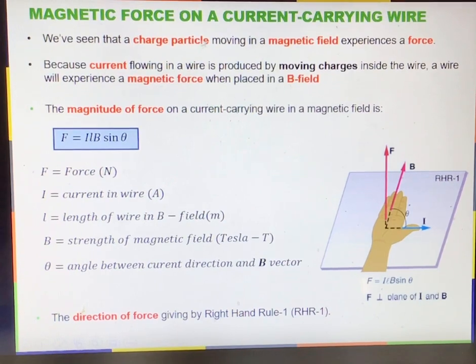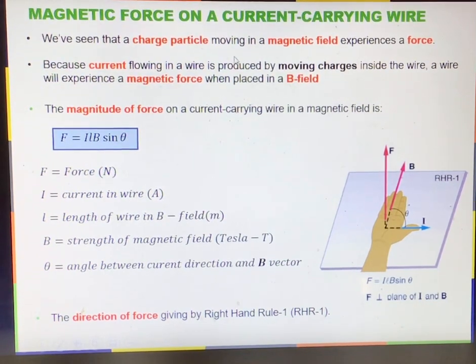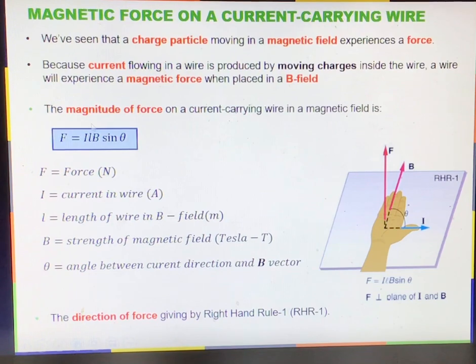All right. So now we're going to derive an equation that we can use. So we've seen that a charged particle moving in a magnetic field experiences a force. Now, because current flowing in a wire is produced by moving charges inside the wire, a wire would also experience a magnetic force when placed in a magnetic field. And the magnitude of the force can be calculated using this equation. It's F is equal to I times L times B times sine of theta.